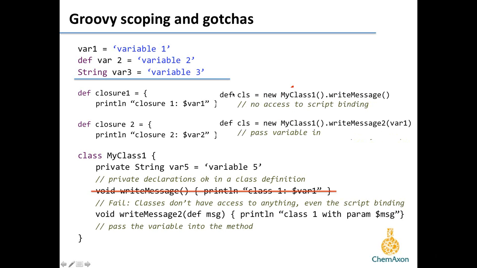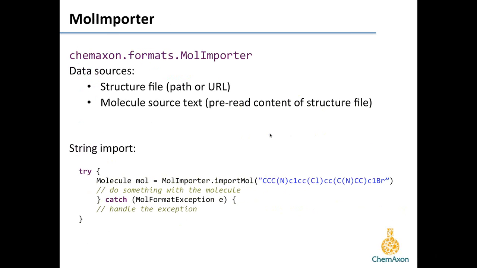For example, up here, if we're going to now create a new object with write message, this is not going to work because, again, no access to the script binding within the class itself. However, once we pass the variable in, var1, this will work just fine. Won't work.